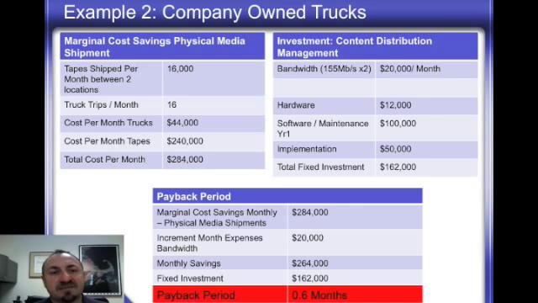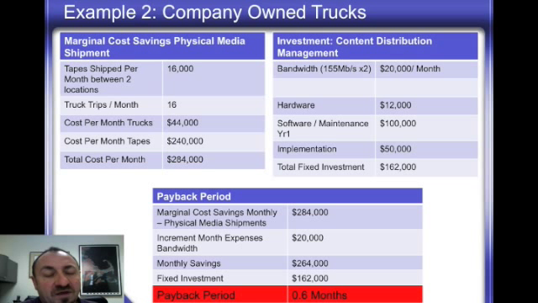Okay, so another real-world example is another customer who has company-owned trucks. They were paying about $80,000 per month for FedEx between two facilities about 1,500 miles apart. They were shipping about 16,000 tapes per month between these two facilities.